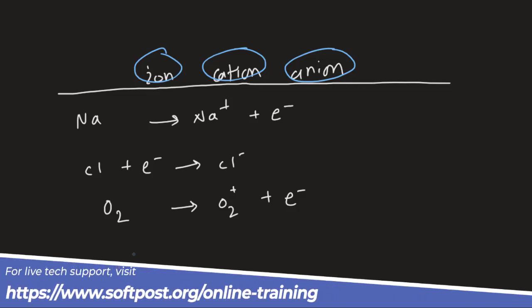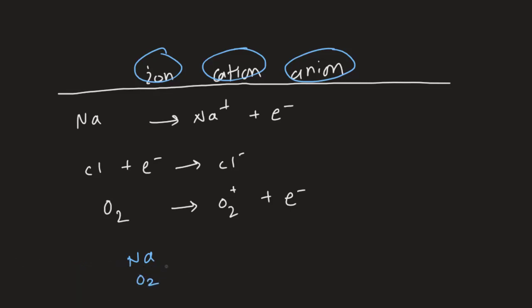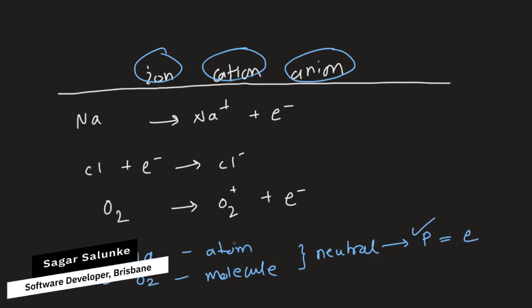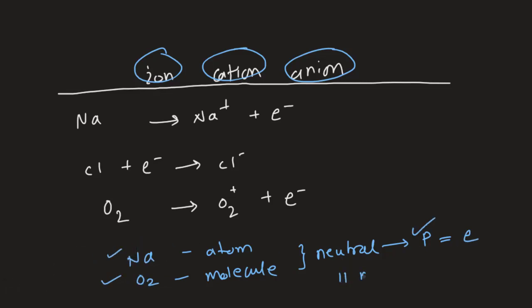So if you take any atom or molecule, let's say sodium and O2. Sodium is an atom, right? And O2 is a molecule. So they are neutral. What it means is that the number of protons and the number of electrons is equal. Sodium has 11 protons and 11 electrons. So you can see that sodium is neutral, and in the same way the oxygen molecule is also neutral.